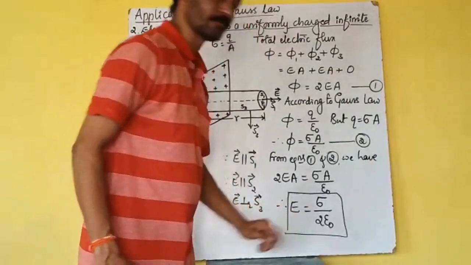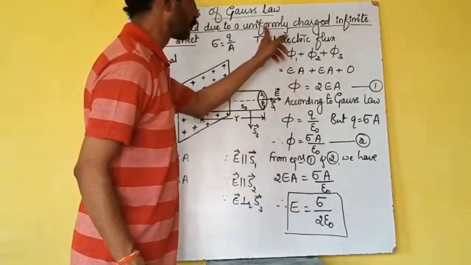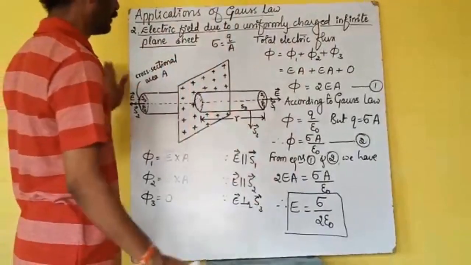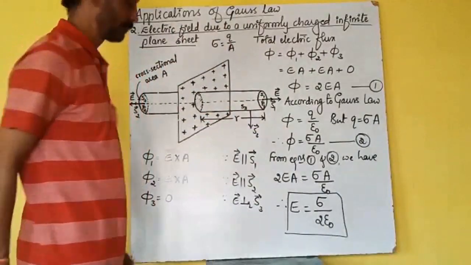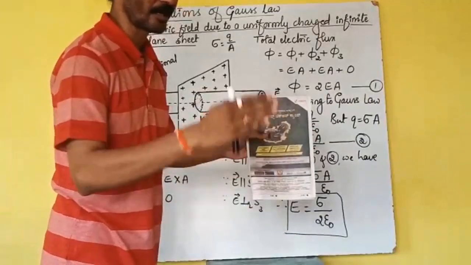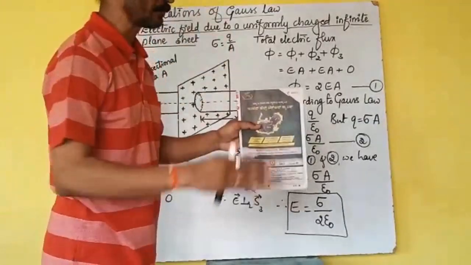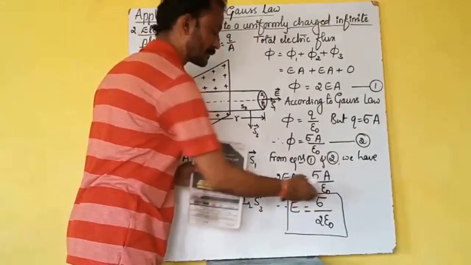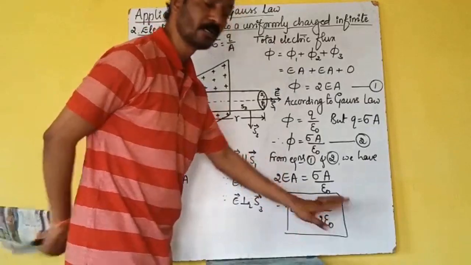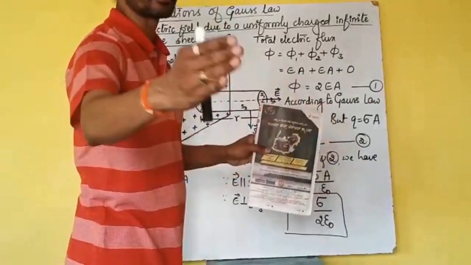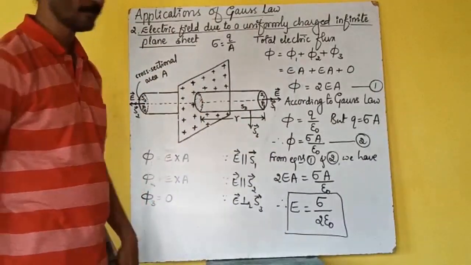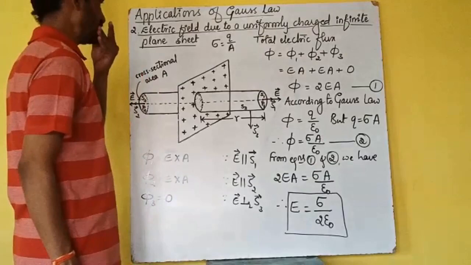See this expression here. The electric field due to a uniformly charged infinite plane sheet is independent of the distance of the point P. Means if we consider this is the plane sheet, at any point here or here or here, if you find the electric field, that is the same, E is equal to sigma divided by 2 epsilon naught. It is independent of the distance of the point from the plane sheet. Okay, see once again.